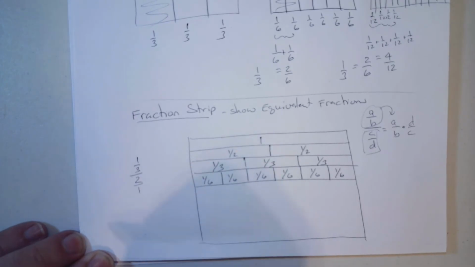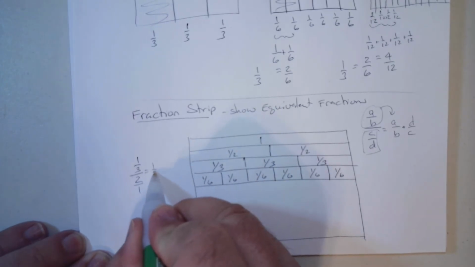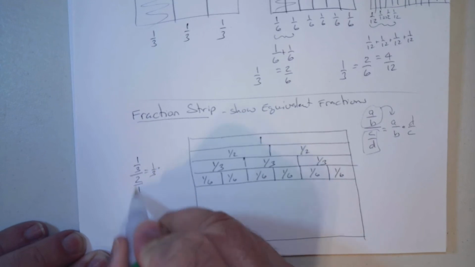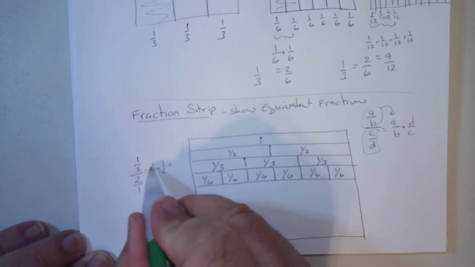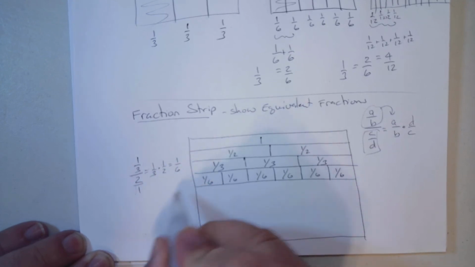Everything's a fraction, remember? So 1 over 3, leave the top one alone, flip the bottom. 1/3 times 1/2, 1 times 1 is 1, 3 times 2 is 6. So that's how that works.